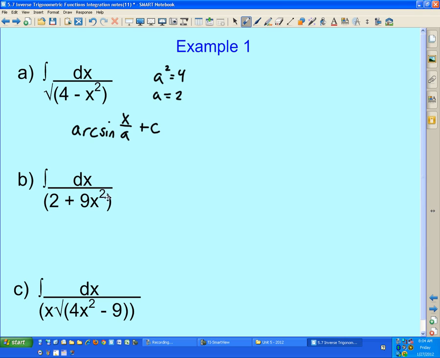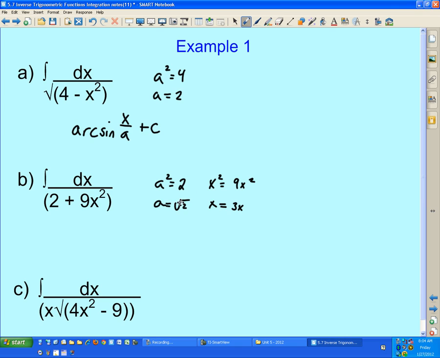Well, in this one, my a squared is 2, so a would be root 2. And my x value, which was normally x, is 9x squared. So if x squared in this case is 9x squared, that means that x will be 3x. It seems kind of weird to write it that way, but I'm just trying to equate this with the patterns that we saw up above on the previous slide. And so now this looks a lot like arctangent.